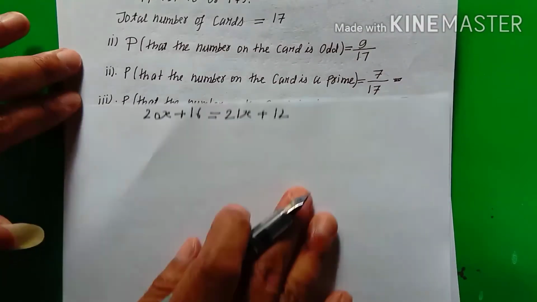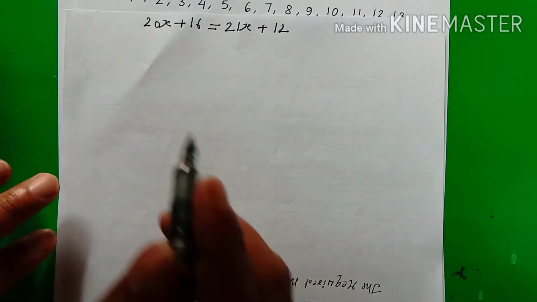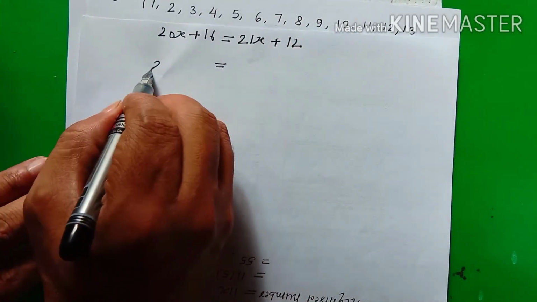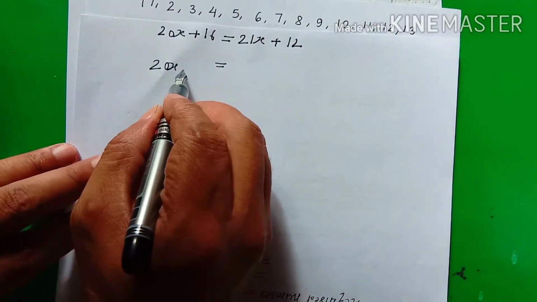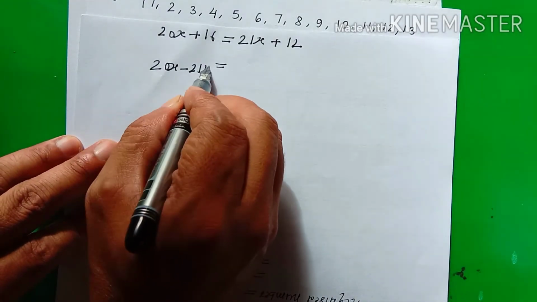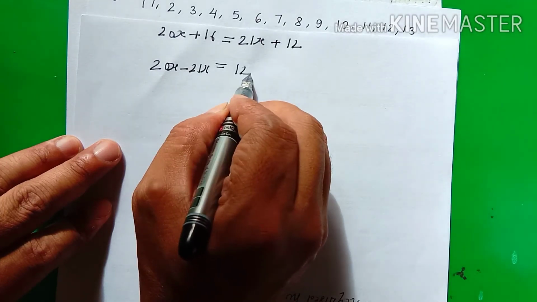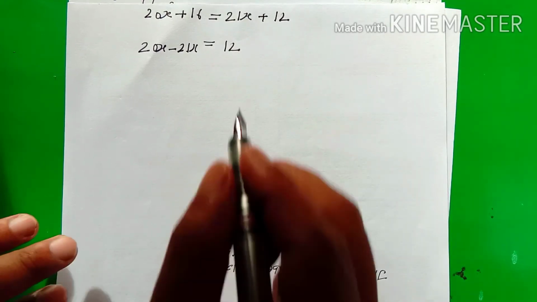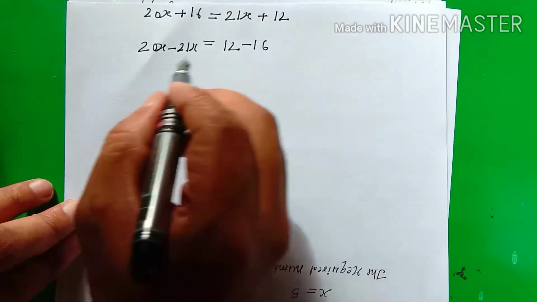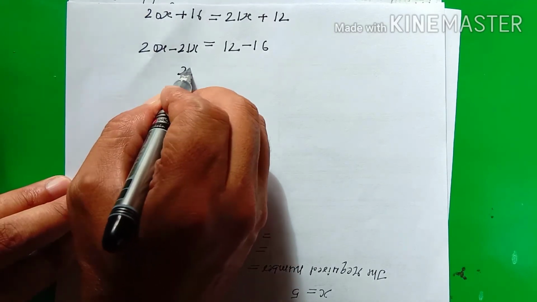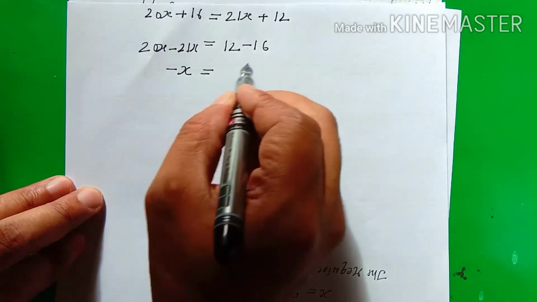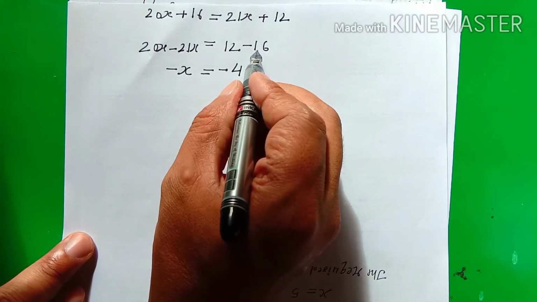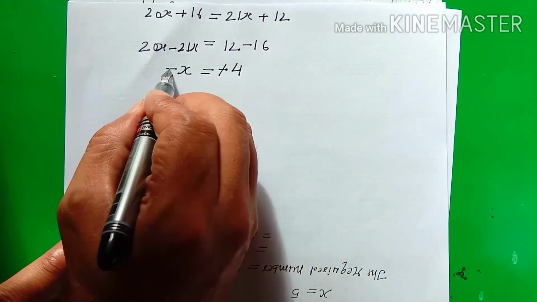Now you can collect the like terms here. We have 20x, bring this to the left hand side, so we get minus 21x, also equals to the right hand side 12. Take this plus 16 to the right side, so it will give minus 16. So 21 minus 20 equal to 1x, the sign will be negative, also equals to 16 minus 12, which is 4, but the sign will be negative because 16 is bigger, it has a minus sign. So minus minus are plus.